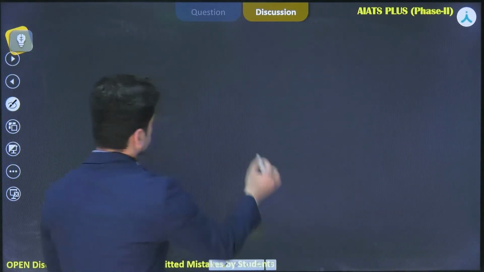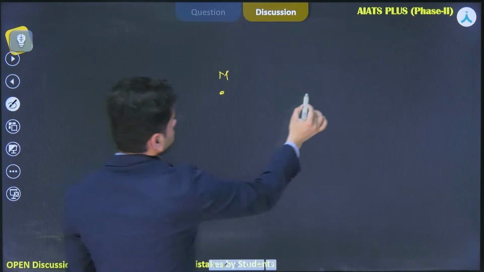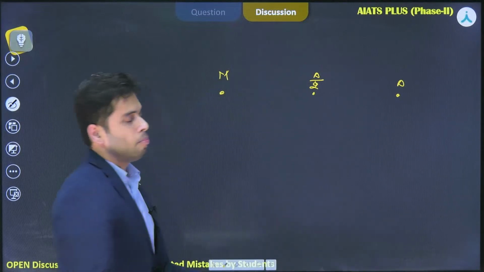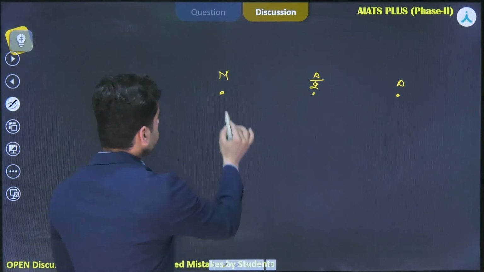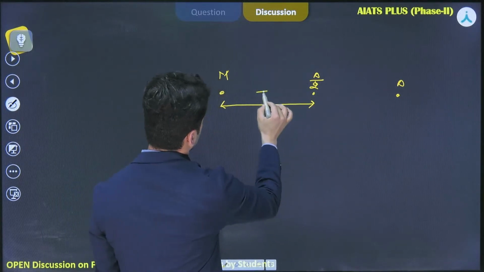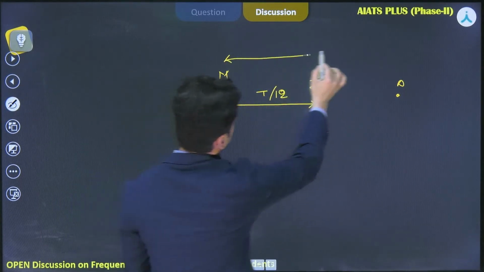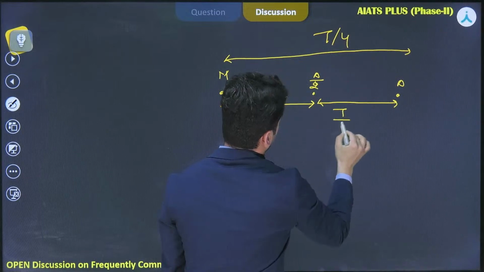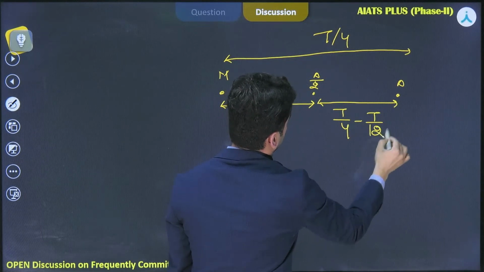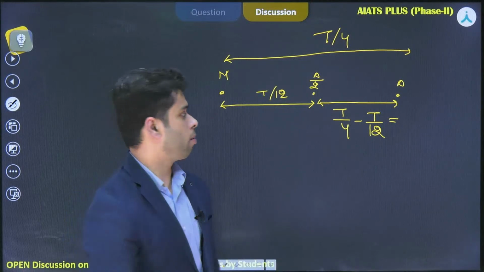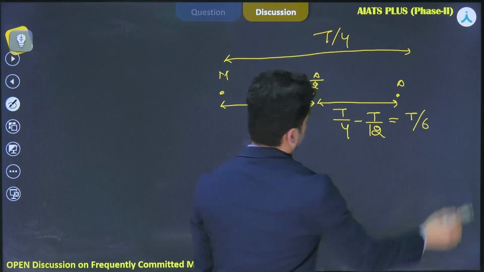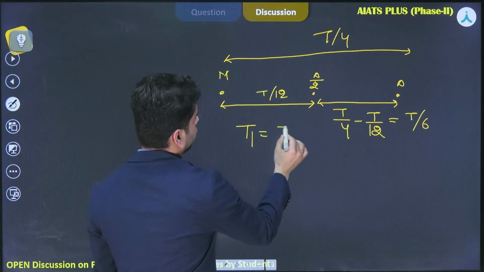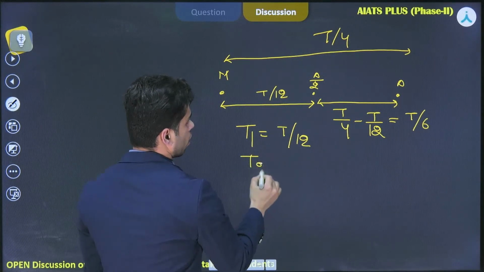Right. So dear students, let me draw the diagram again. So this is your mean, this is your A by 2, and this is your A. If the particle starts from mean and goes to A by 2, this time taken is T by 12, and this whole time is T by 4. So this time will be equal to T by 4 minus T by 12. And what should be the value of T by 4 minus T by 12? Anyone can put the answer in the comment box. It will be equal to T by 6. Right? Yes. So T1 over here is T by 12, and T2 over here is T by 6.